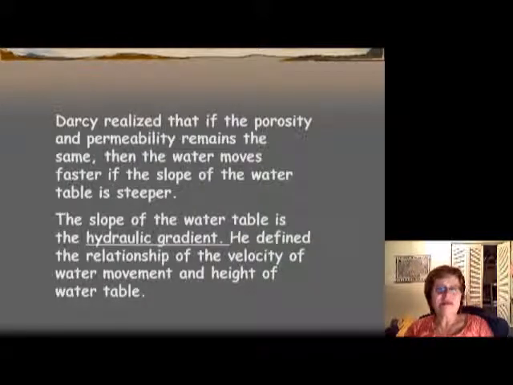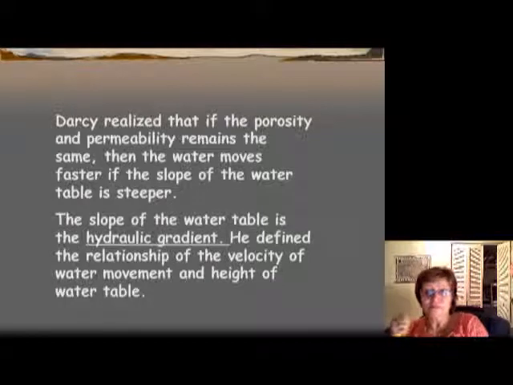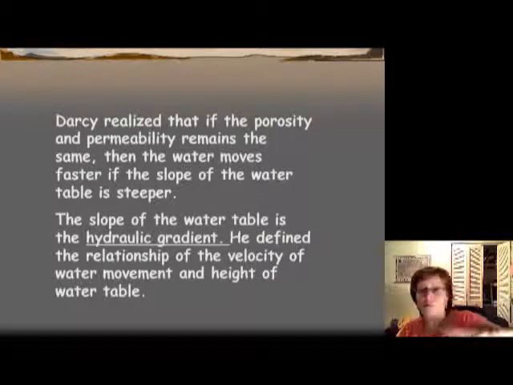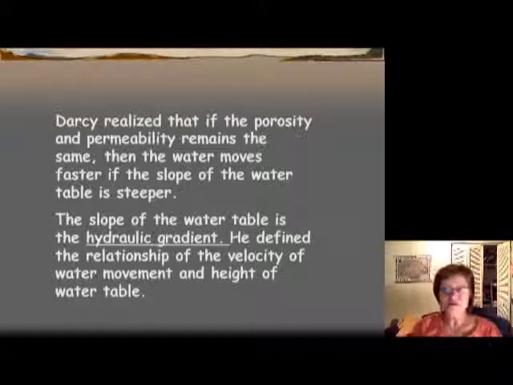And what he really realized is that if the porosity and the permeability are the same, and you have a hill, then the slope will define how fast the water moves in the ground. The slope is basically the so-called hydraulic gradient, and that's what he did. He defined the velocity of the water against the hydraulic head.